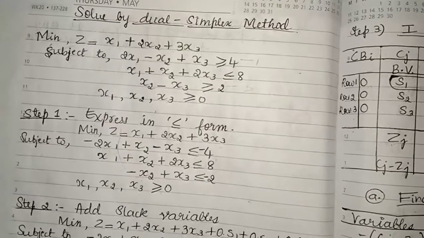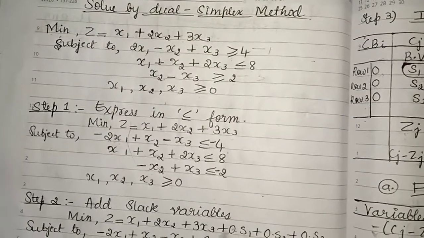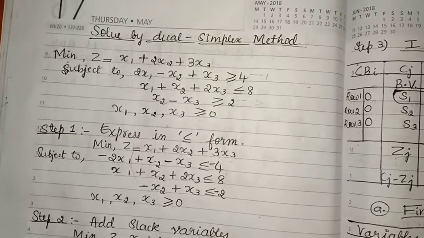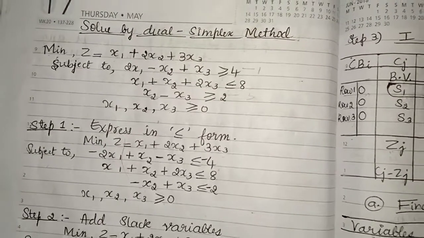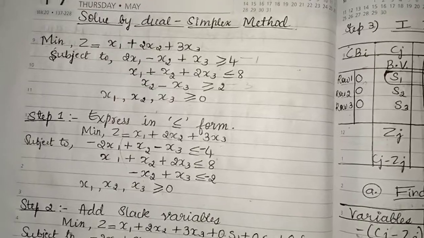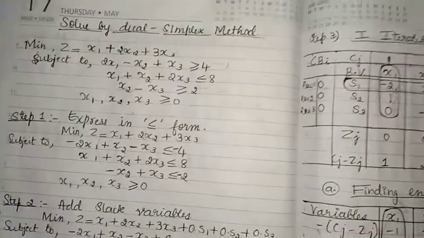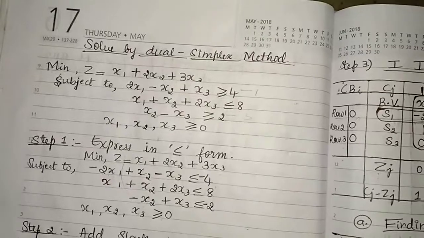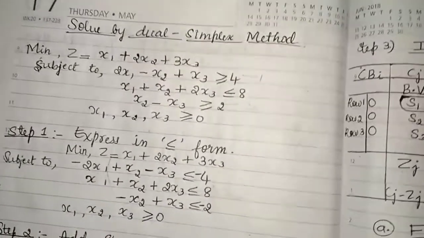And if it is minimization, you can just solve by this method, or you can convert it into maximization and solve it. So this is about the dual simplex method, and it's a very important question which is asked for 8 to 12 marks. If there are 3 or 4 iterations, then they ask it for 12 marks. If there are only 1 or 2 iterations, then they ask it for 8 marks. Okay, so very important problem.